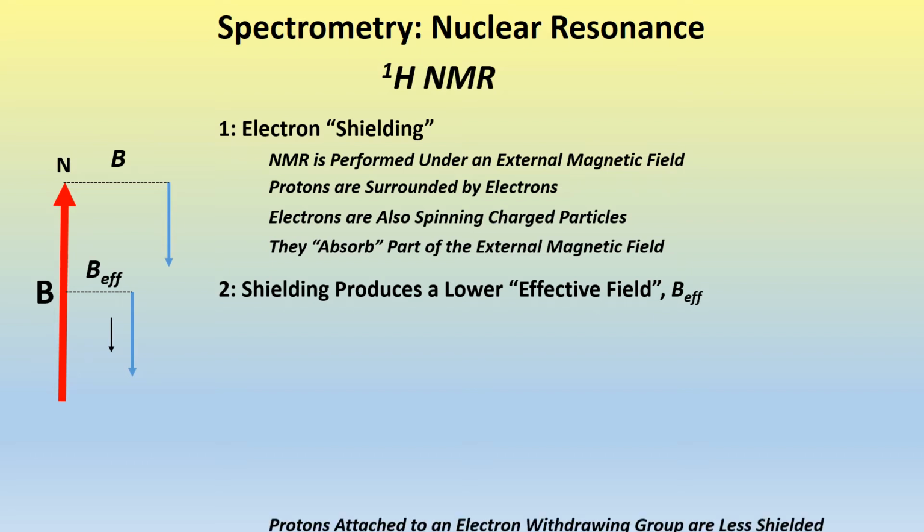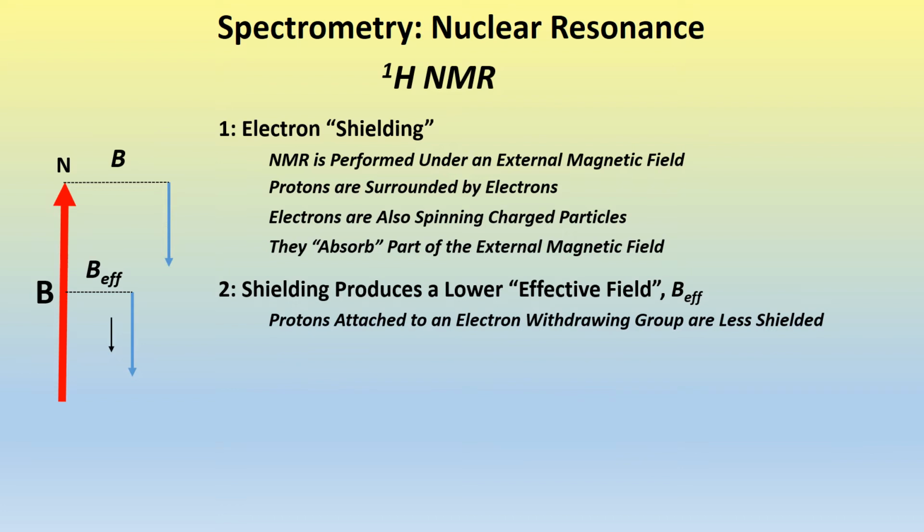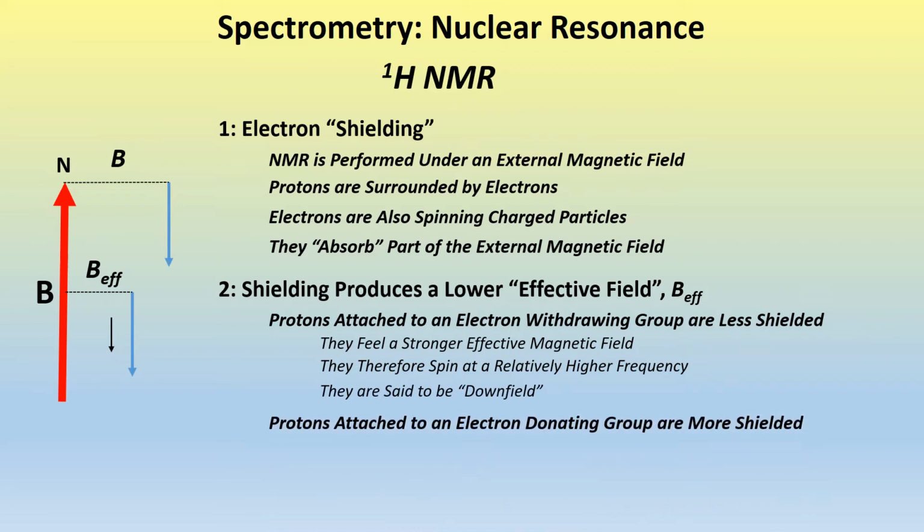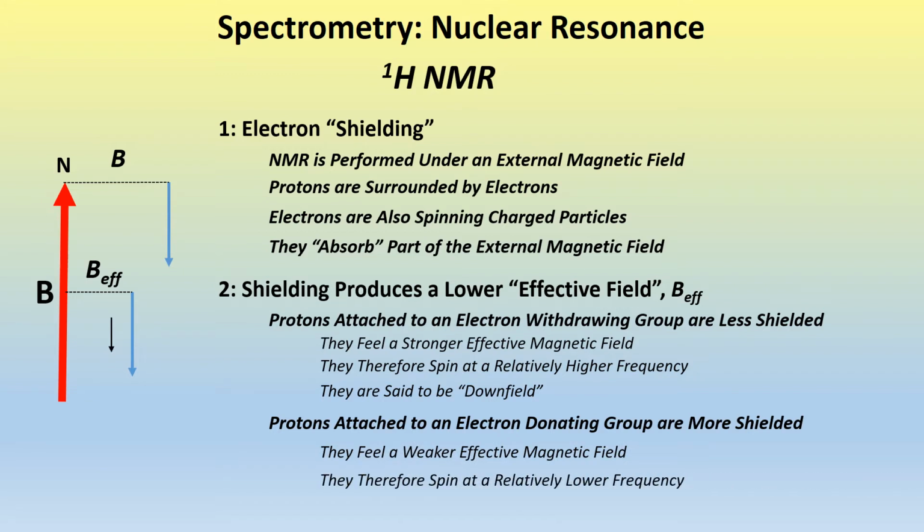Protons attached to an electron withdrawing group are less shielded. They feel a stronger effective magnetic field, therefore they spin at a relatively higher frequency. They are said to be downfield. Protons attached to an electron donating group are more shielded. They feel a weaker effective magnetic field. They therefore spin at a relatively lower frequency and are said to be upfield.